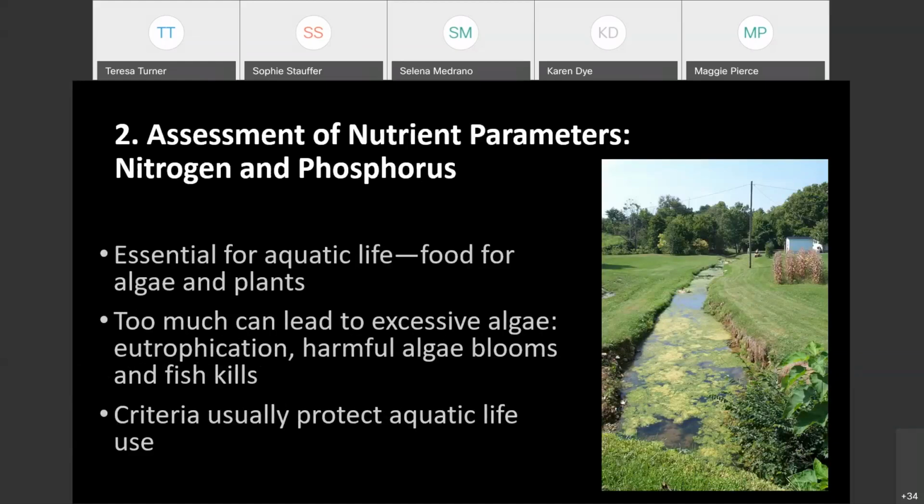Harmful algae may produce toxins. And then the dead and decaying algae are eaten up by the bacteria, and that can cause a dip in dissolved oxygen, which can lead to fish kills. Most often, nutrient criteria are associated with protection of the aquatic life use.